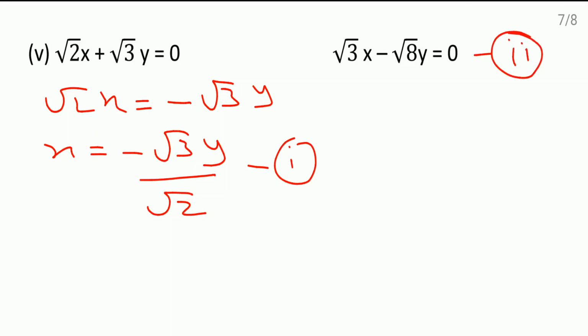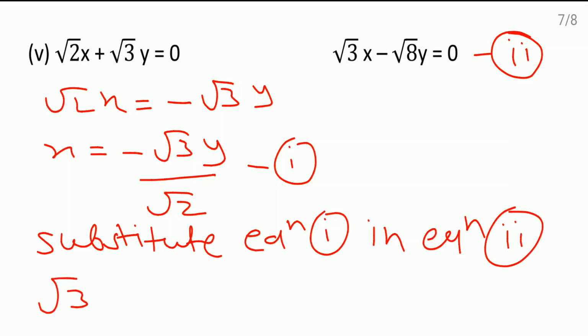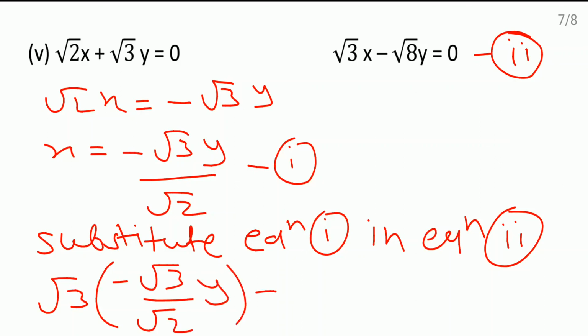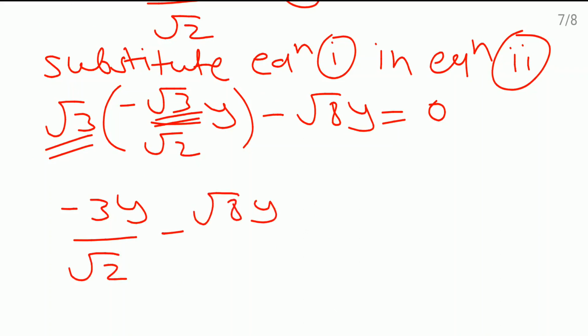Okay. Now same thing here. Substitute x, or you can say equation 1 in equation 2. So here root 3, the value of x is what? Minus root 3 by root 2 y. Here minus root 8y, which is equal to 0. Now you see here, this root 3 and this root 3 I will multiply. It will become root 9. Root 9 is nothing but only 3. So directly I'll write down minus 3y by root 2 minus root 8y divided by 1, which is equal to 0.